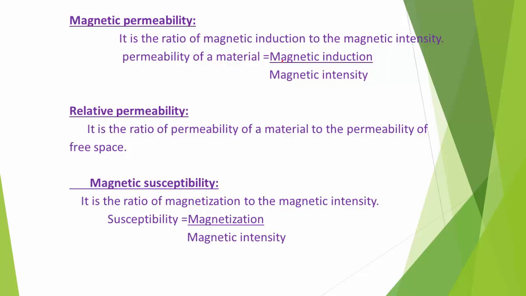The permeability of the material is equal to magnetic induction divided by magnetic intensity. Here, induction means the phenomenon in which current is induced in a coil. Suppose you consider any one coil, the current is induced in the coil, and the magnetic field is produced around that coil. That is called magnetic induction. Magnetic permeability means the ratio of magnetic induction to the magnetic intensity is called permeability of the material.